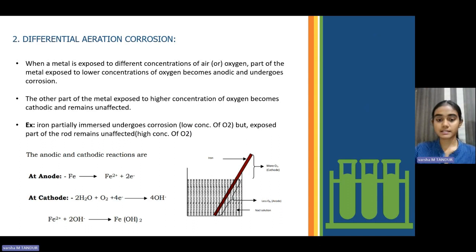If we see the example, an iron rod is immersed in a water vessel. The part of the iron rod which is immersed in the water is exposed to a lower concentration of oxygen, or you can say dissolved oxygen. So that is why it becomes anodic and undergoes corrosion. Whereas the upper part of the iron rod is exposed to higher concentration of oxygen. So that is why it remains unaffected.